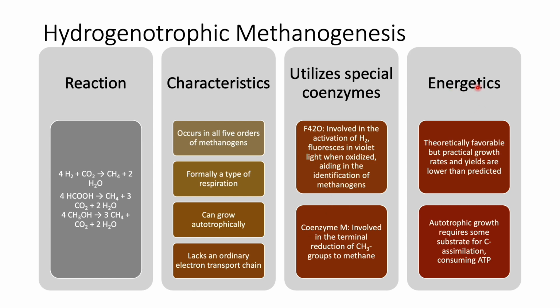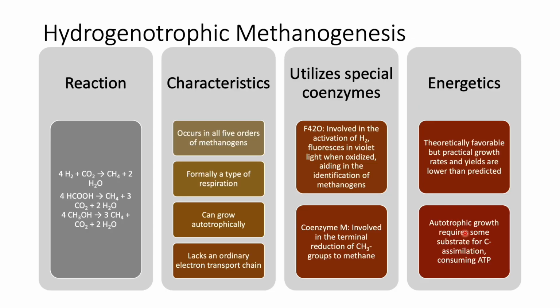When we look at the energetics, theoretically this is favorable, but the practical growth rates and yields are lower than predicted. So this reaction may happen but may not give enough yield. And autotrophic growth requires some substrate for carbon assimilation, consuming ATP. So these are the energetics involved in this particular transformation.